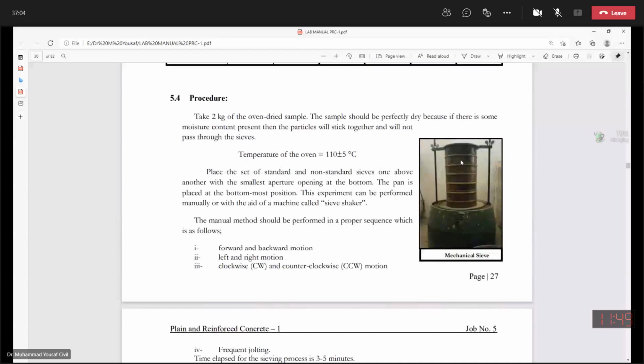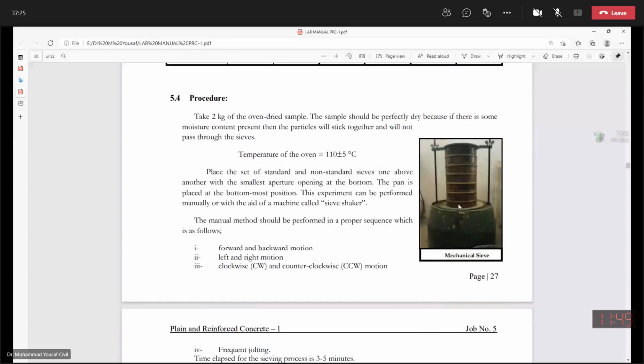And the material that is passing through this sieve number 100 will be collected in the pan, but it will not be considered in calculations. It will be ignored. This material which is collected in the pan will be ignored.